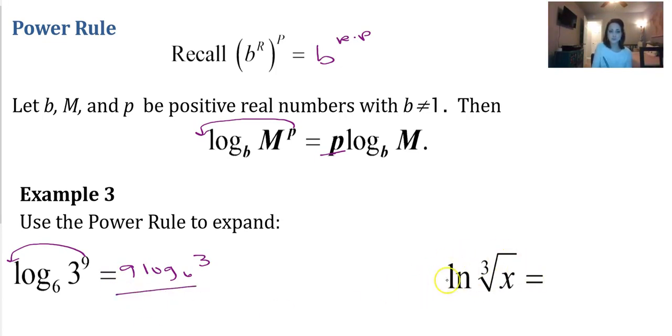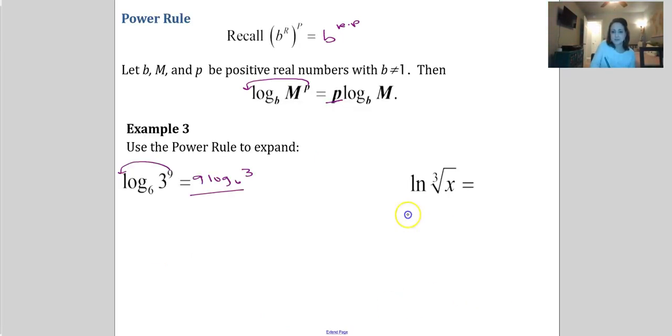What about here? I'm supposed to use power rule, but I don't see a power, so what could we do first? So first, I could keep this ln, I could first rewrite that as x to the 1/3, right? Then I'm going to take that 1/3 power, fly it to the front, so I've got 1/3 ln of x.